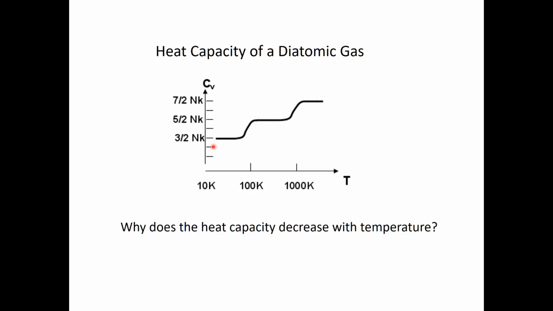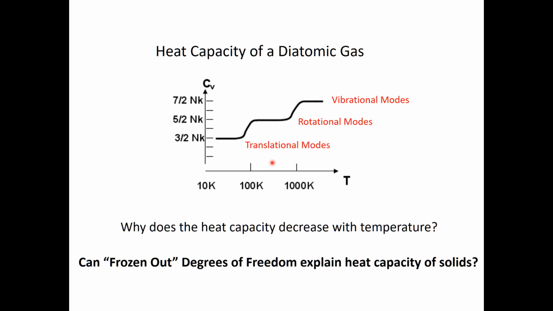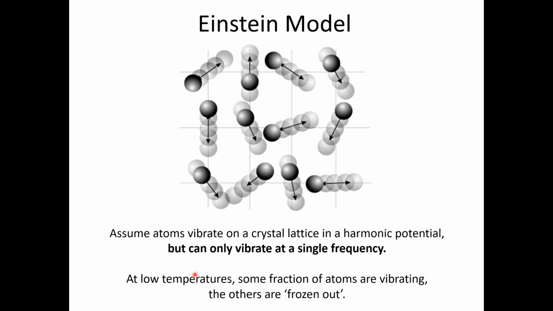So can we rationalize this observation also from an idea of freezing out degrees of freedom? Can we use that to explain the heat capacity of solids? So yes, that's why I posed the question. Albert Einstein derived a model for atoms vibrating on a lattice, and he came up with this assumption. He said, assume atoms vibrate on a crystal lattice in a harmonic potential, but can only vibrate at a single frequency. The idea is that at low temperatures, some fraction of the atoms are vibrating and the others are frozen out, so they're no longer vibrating.